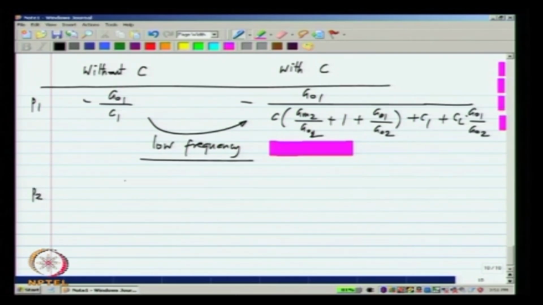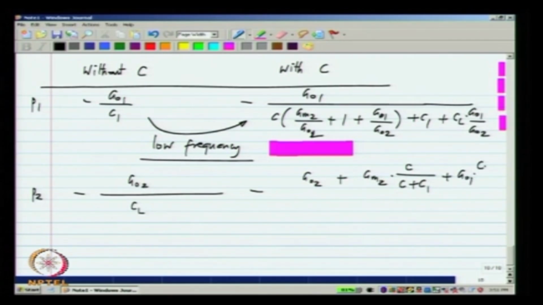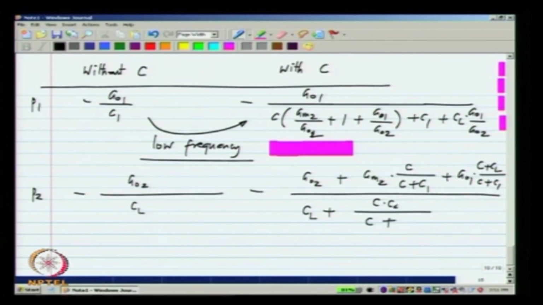Similarly, P2 which was minus Go2 by Cl became minus Go2 plus there were other terms like Gm2 C by C plus C1 plus Go1 C plus Cl by C plus C1, okay, and divided by Cl plus C times Cc by C plus C times C1 by C plus C1. Okay.